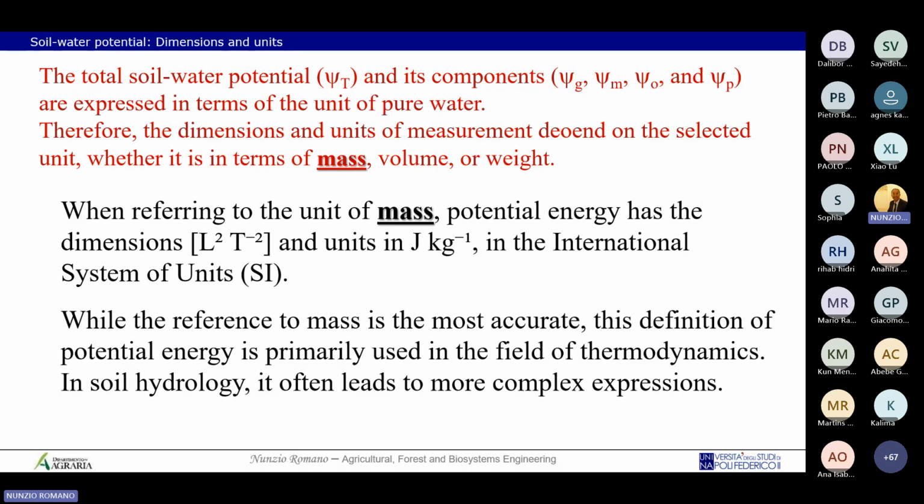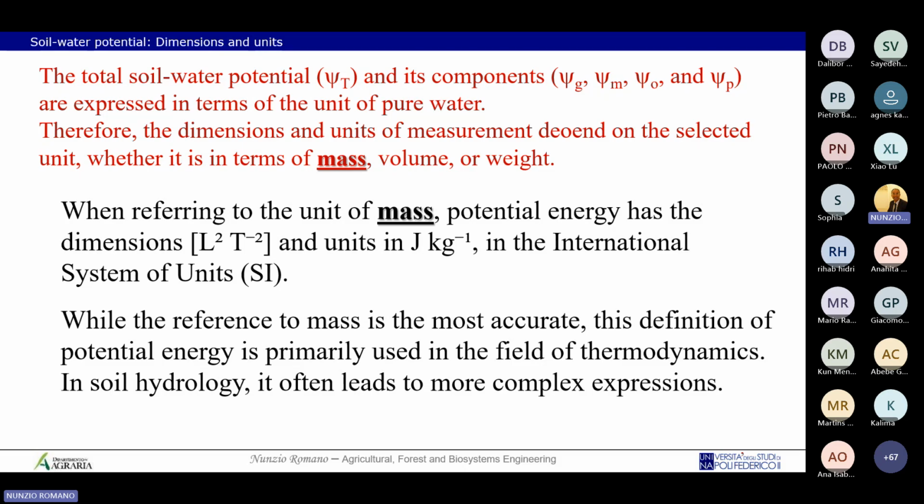And I also anticipated in one of my previous slides that, from the practical, technical point of view, it is very easy and understandable to refer the soil water potential to the weight of water, and I will show you why. But let's start with referring the water potential to the mass of water. So the potential energy has the dimension of the square of length over the square of time, and the units are joule per kilogram.